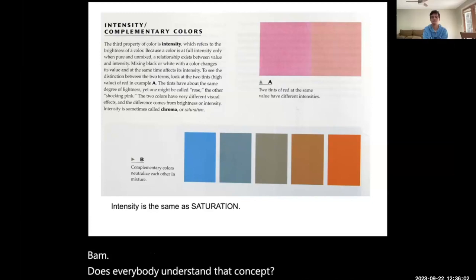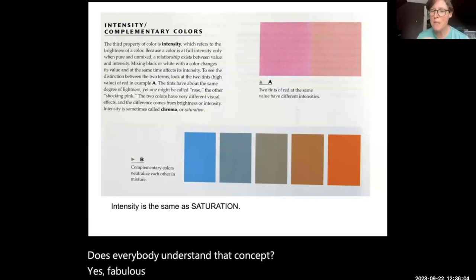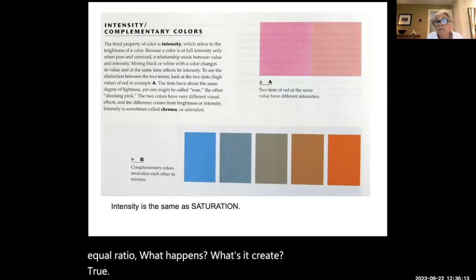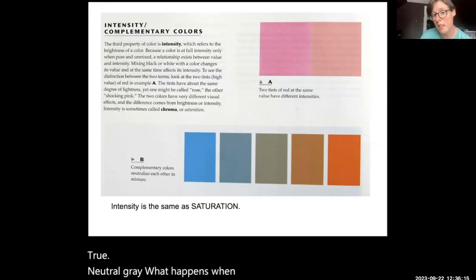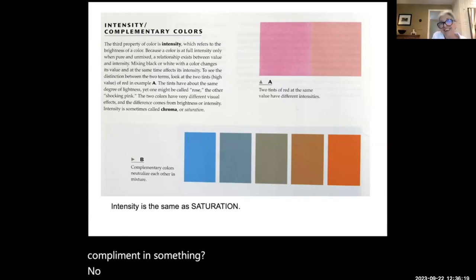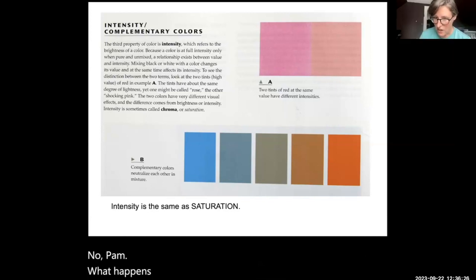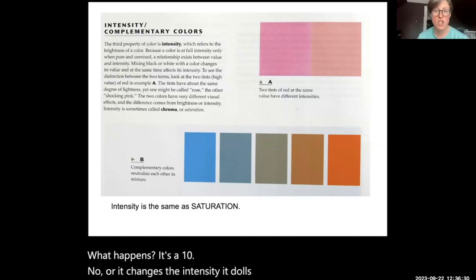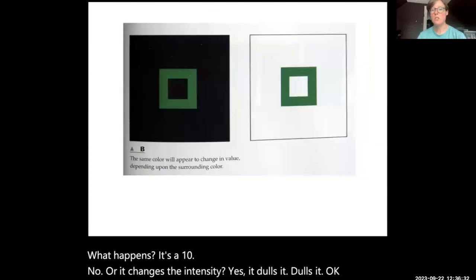Yes. Yes. Yes. Fabulous. So what happens when you mix a complement in equal ratio? What happens? What's it create? Neutral. Neutral gray. What happens when you just mix a little bit of the complement in something? It changes the intensity. Yes, it dulls it. Dulls. Okay, great. So as long as you guys understand that.